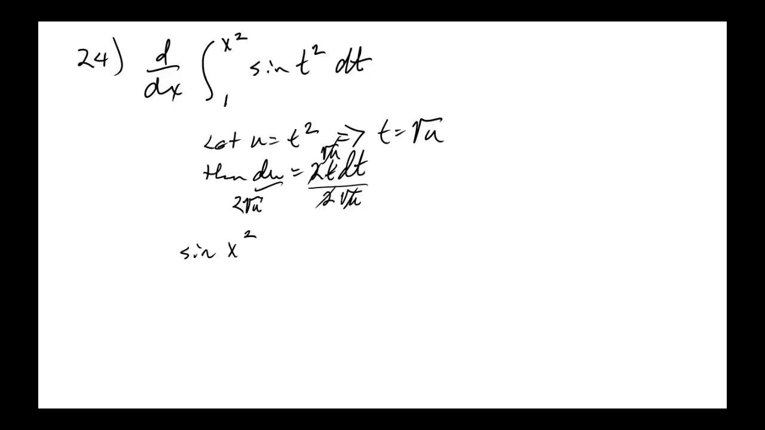What is the answer? 24. 2x sine x to the 4th is d. 2x sine x to the 4th. It's d? Yep. Okay. So let's see.